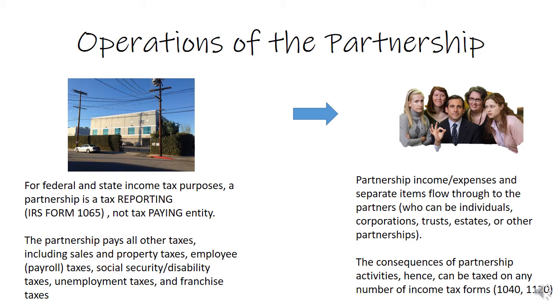As an aggregation of partners, partners are responsible for paying taxes on partnership income. Because any person under the law can be a partner, the consequences of partnership activities can be taxed on any of a number of income tax forms. For example, individuals pay taxes and file taxes using the Form 1040, and corporations file and pay taxes using Form 1120.